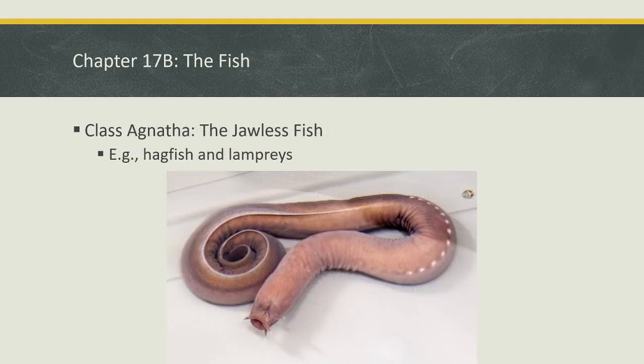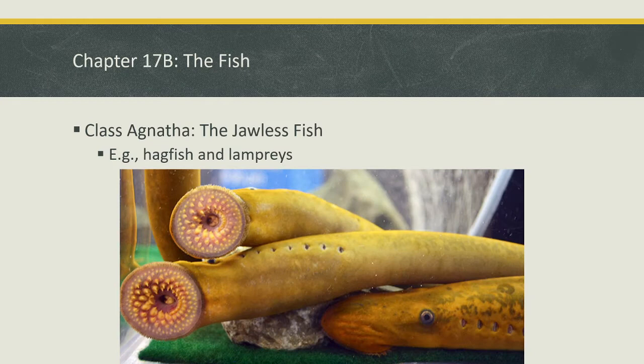Next we have, so all of that was stuff about class Osteichthyes, the bony fish. Now we have class Agnatha, the jawless fish, so fish without jaws. The two main examples we have here are hagfish and lampreys. This picture here is a hagfish. Nice and cute, huh? And then some lampreys. You can see the mouth with the teeth around it, and there's no jaw.